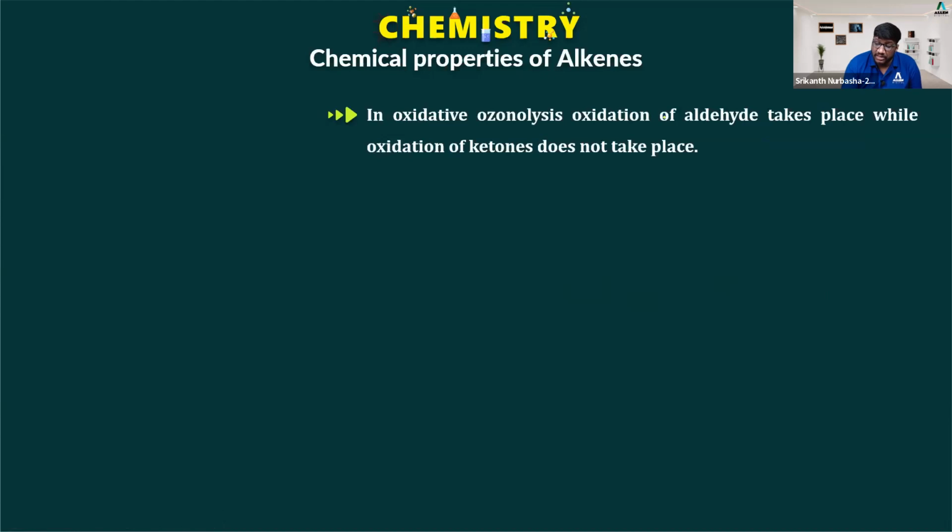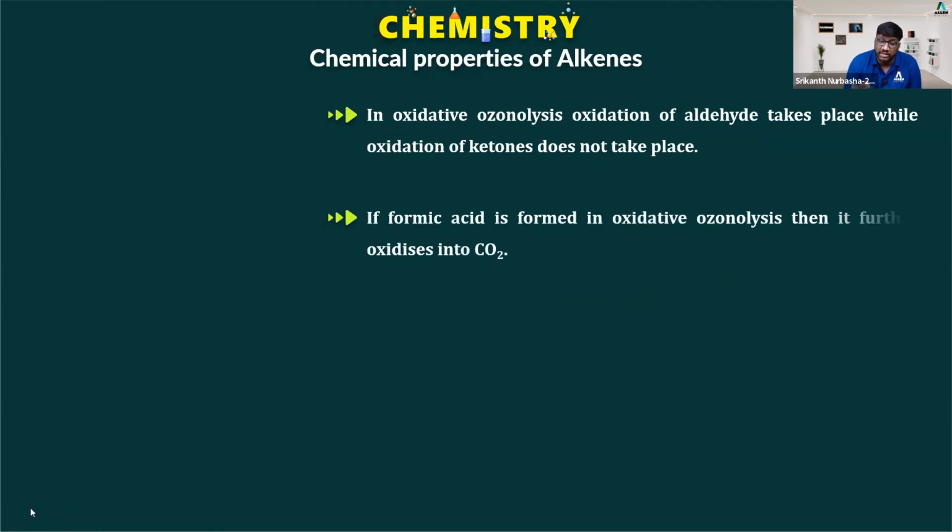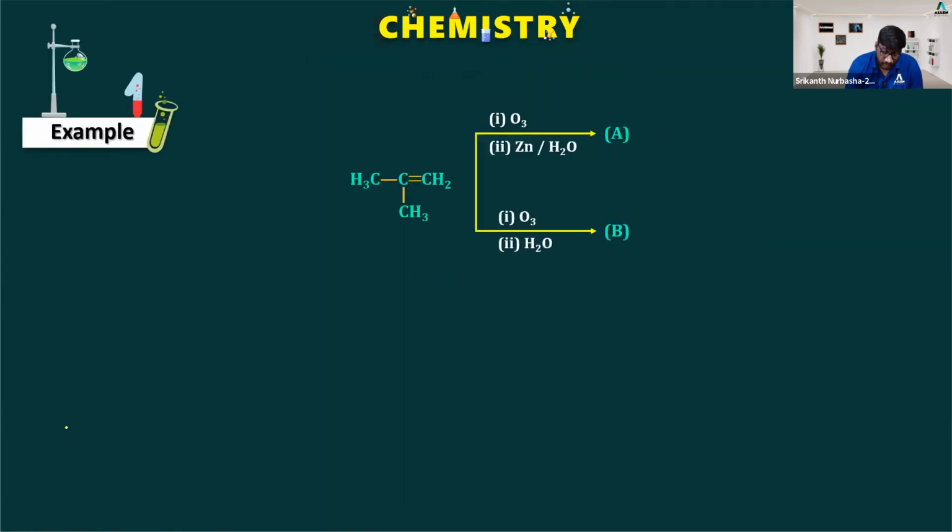In oxidative ozonolysis, oxidation of aldehydes takes place while oxidation of ketones does not take place, because if you want to oxidize ketones, you have to cleave the carbon-carbon bond. If formic acid is formed in oxidative ozonolysis, then it further oxidizes to CO2. If formic acid, HC double bond OH, is formed, it will again oxidize to CO2. HC double bond OH in the presence of oxygen forms CO2 and H2O.